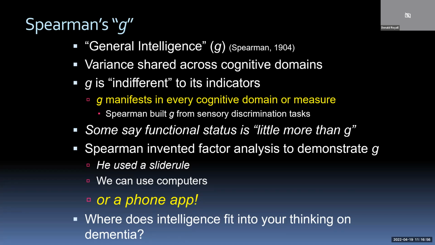And so that literature may be now relevant to neuropsychiatry. Most of it is in child and adolescent psychiatry right now. Spearman invented factor analysis. The guy was a math genius operating at the turn of the last century. He used a slide rule, but we can use computers or even a phone app, which means that you literally have no excuse now not to be deploying latent variables in your routine clinical assessments.